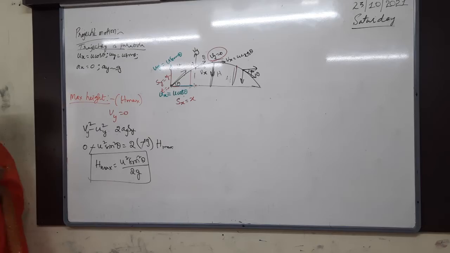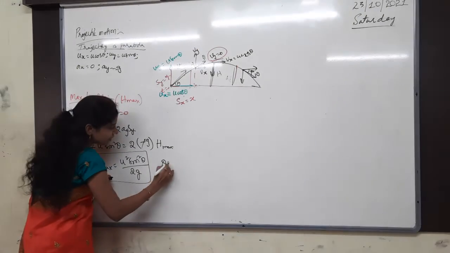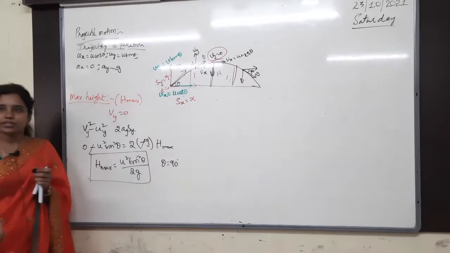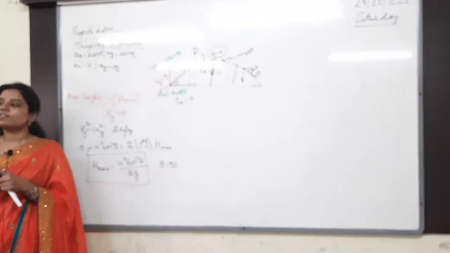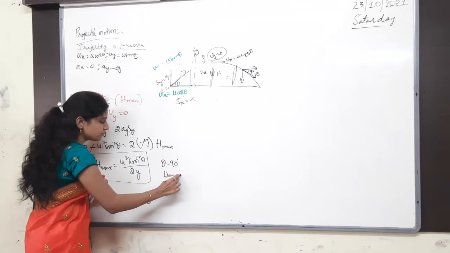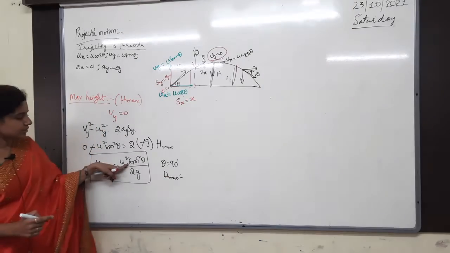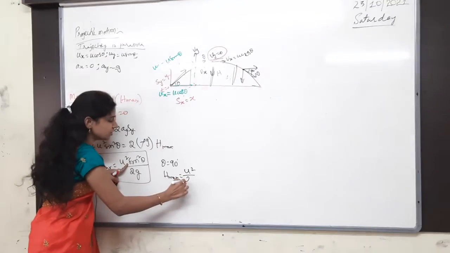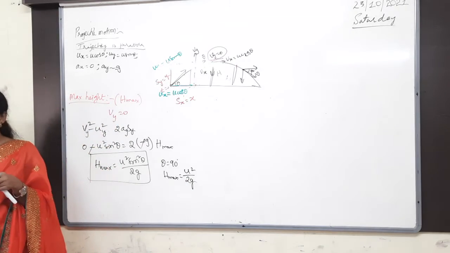So sin 90 becomes 1. So here, whenever I throw with a 90 degree angle, it will reach the maximum height. The height will be h max equal to how much? What is the value there? U square by 2g.